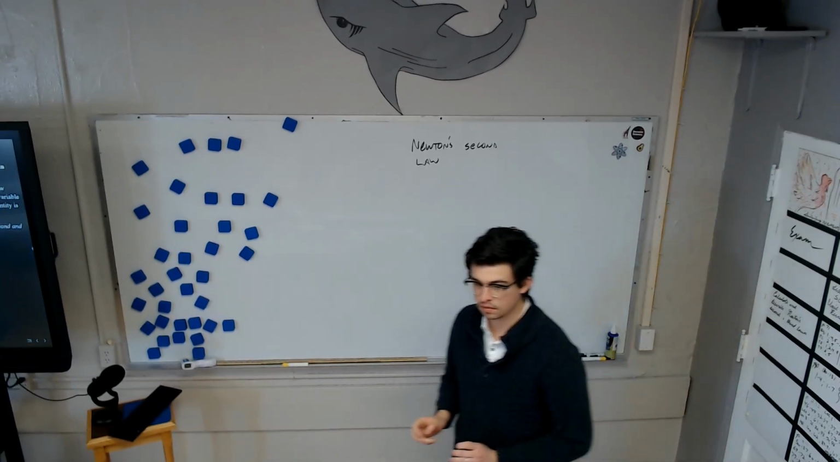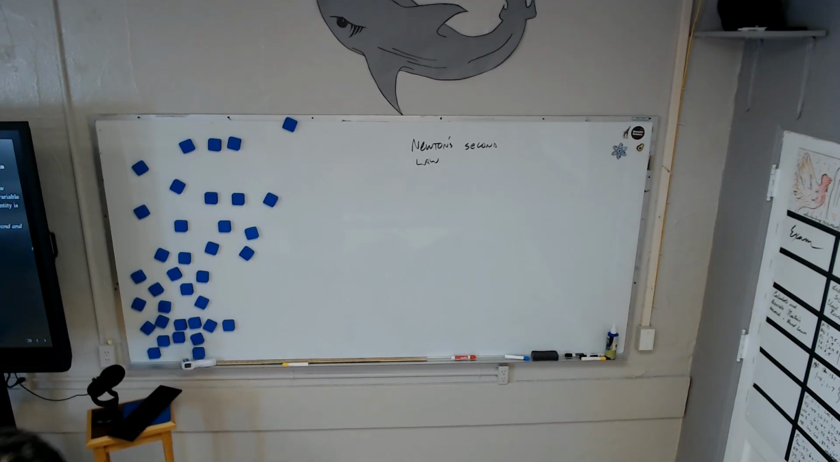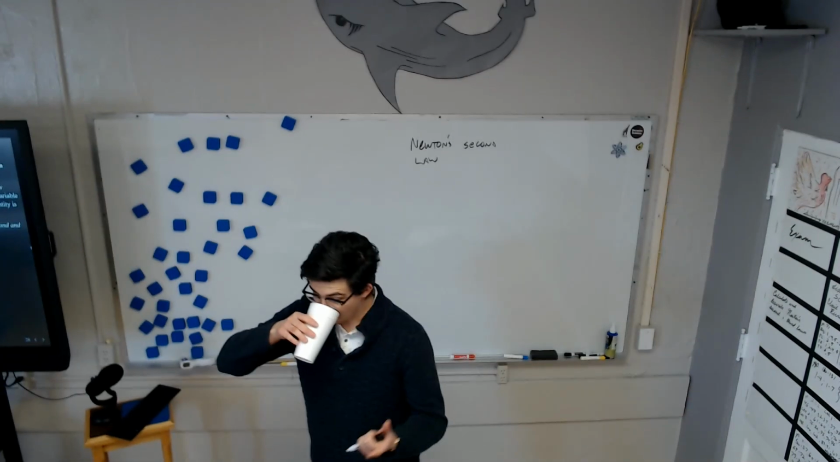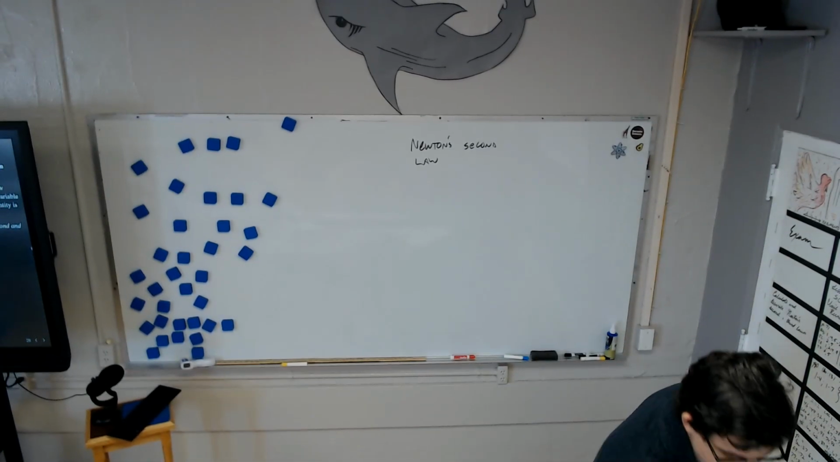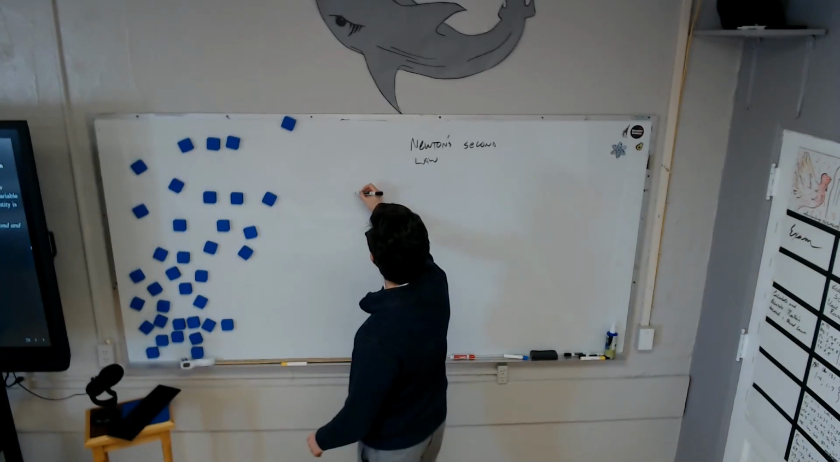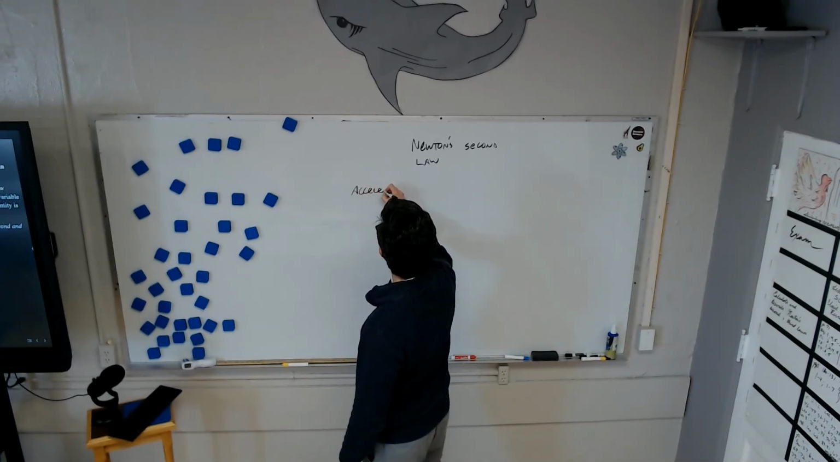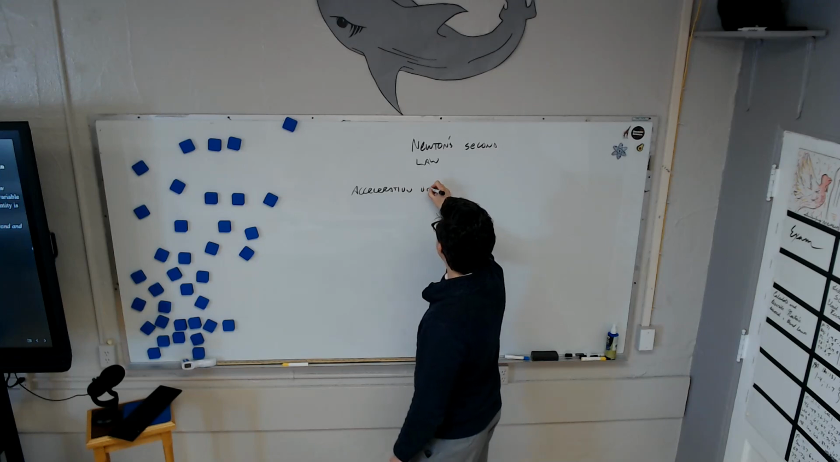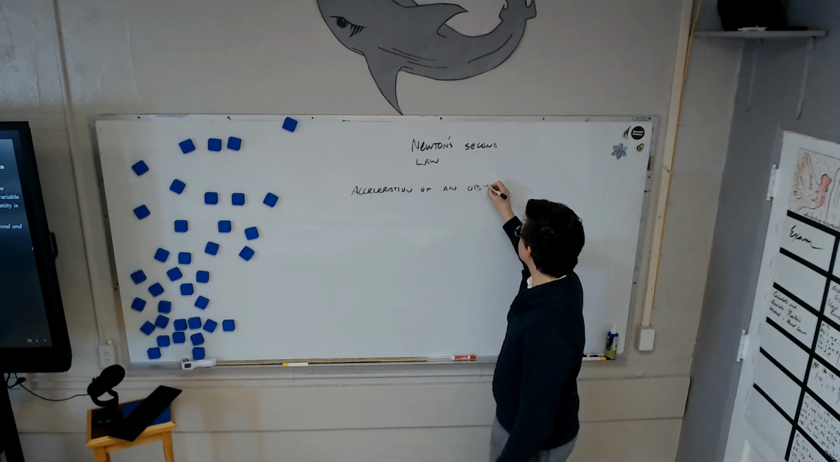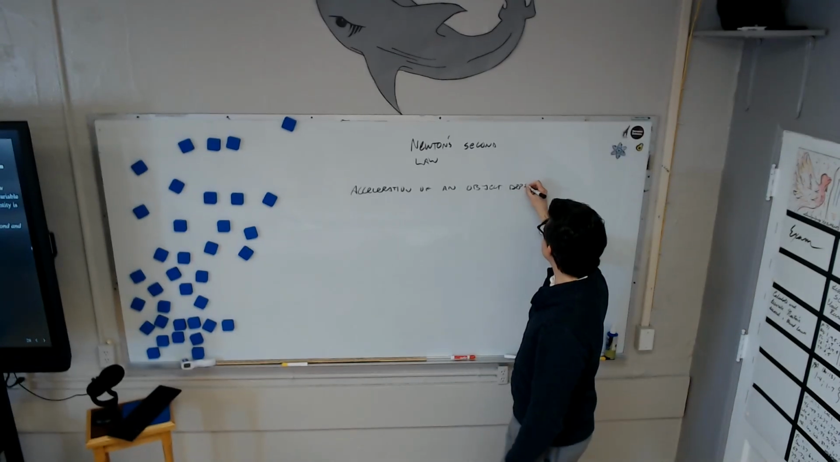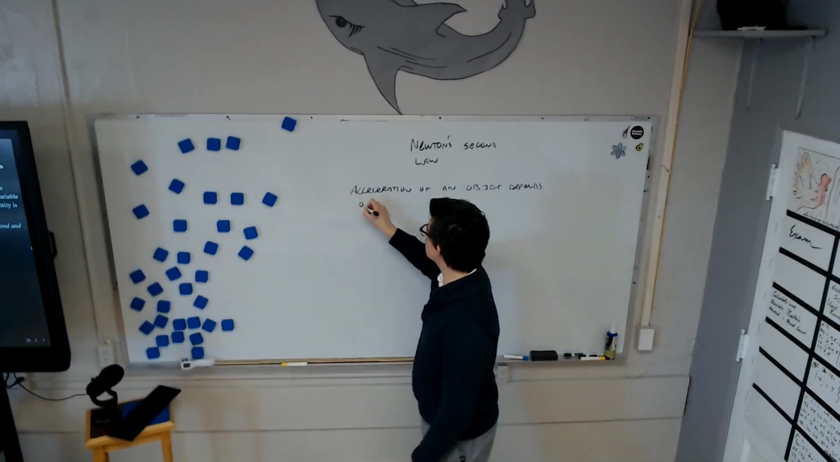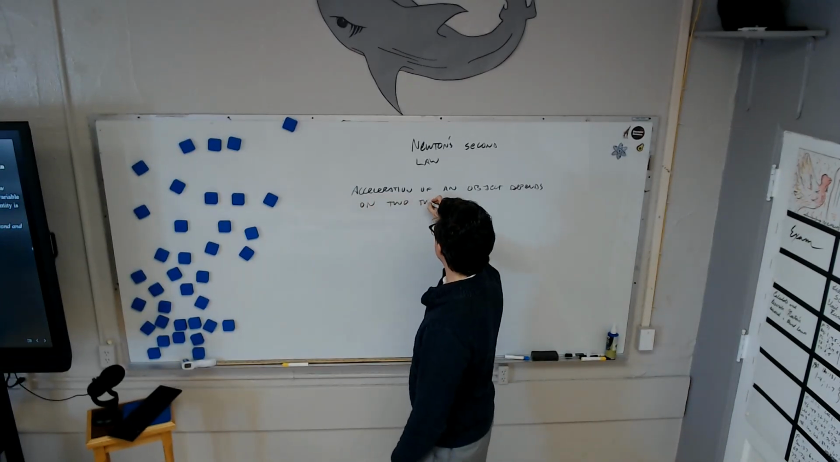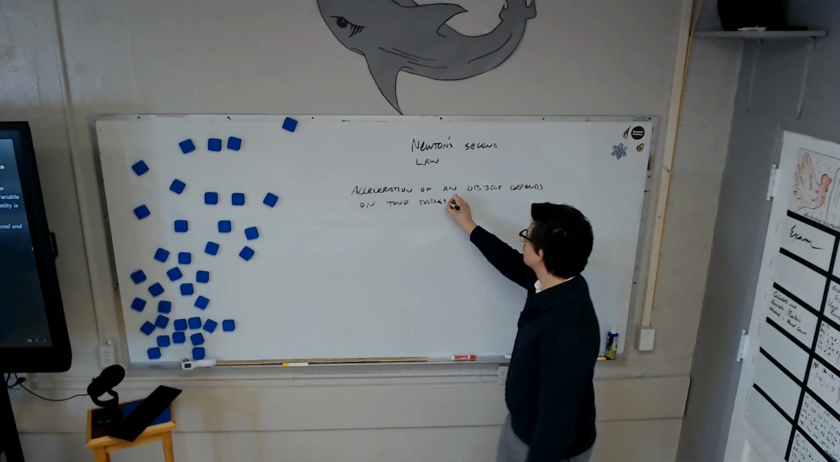Acceleration of an object is dependent on two things. It's a really good start. Acceleration of an object depends on two things. You said variables, I'm going to put things, whatever. And what are those two things?